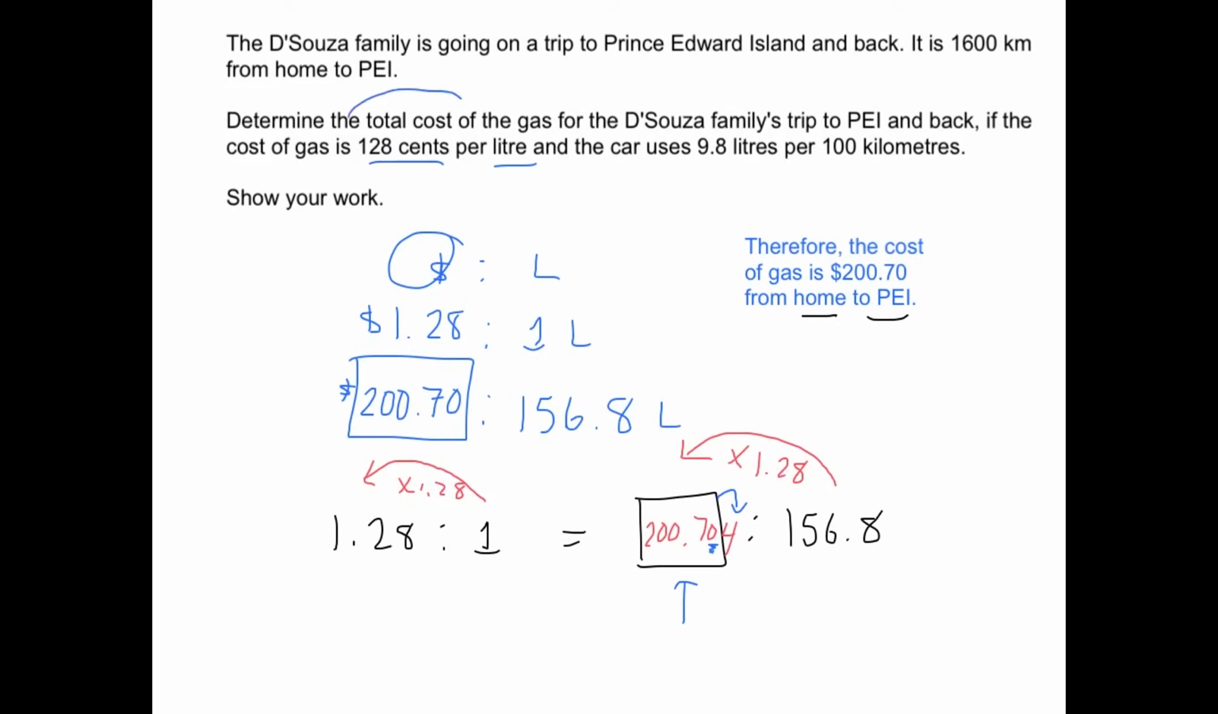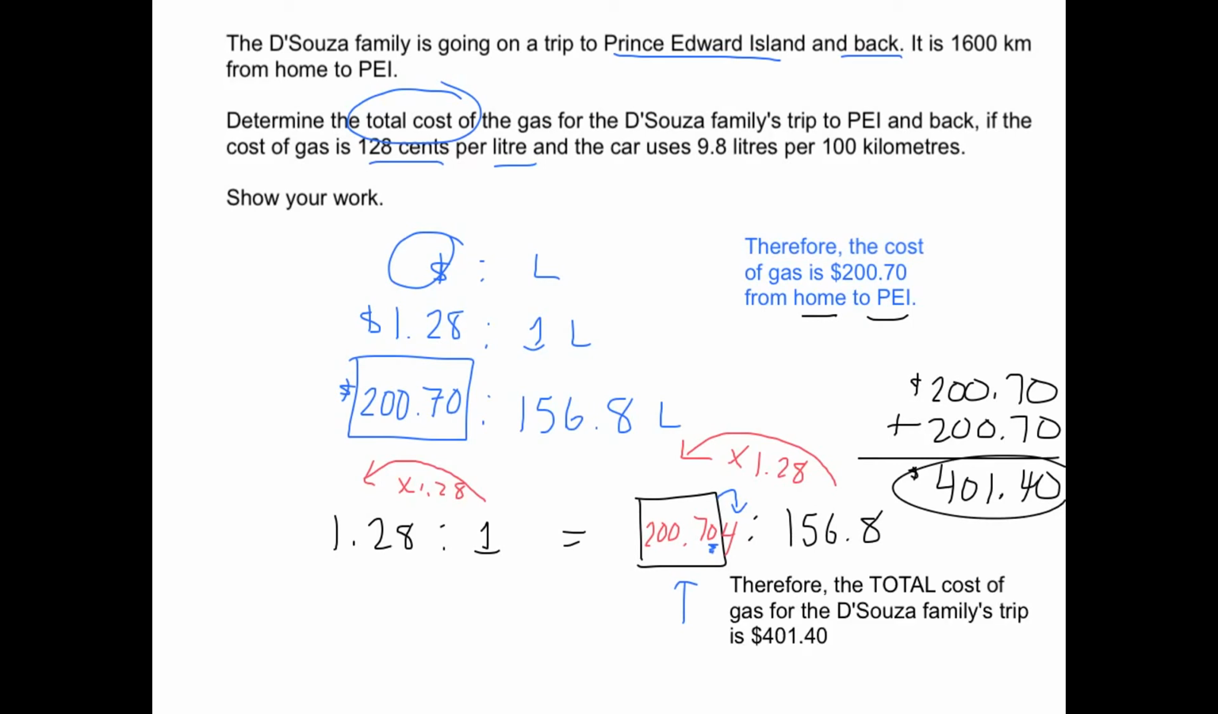Did we find the total cost of the trip? Remember, the question said that the family is going on a trip to Prince Edward Island and back. We just found the cost for one way. Well, if the family is traveling there and back, we know that it's going to cost $200.70 one way and then another $200.70 the other way. So altogether, how much money do they need to spend in gas? When we add these together, we get $401.40.